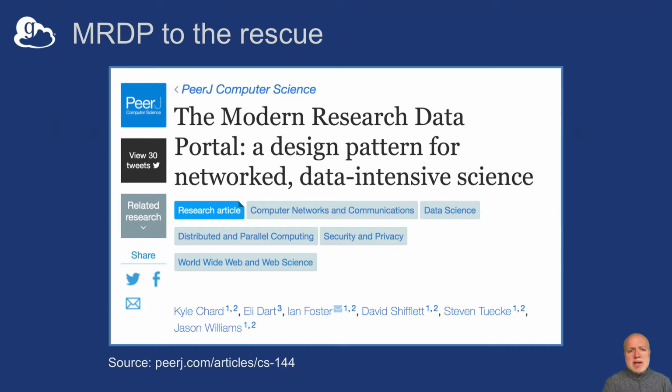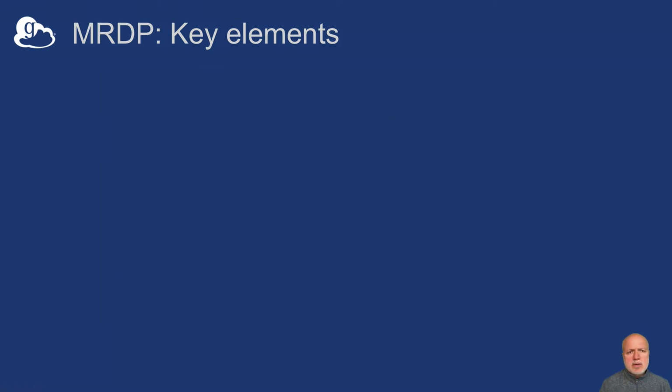And I'm going to talk about what this is and describe a few of the deployments that are currently in production use as a means of illustrating how large-scale data management should be done, at least in our opinion. So the Modern Research Data Portal, or MRDP, design pattern comprises 4 elements.